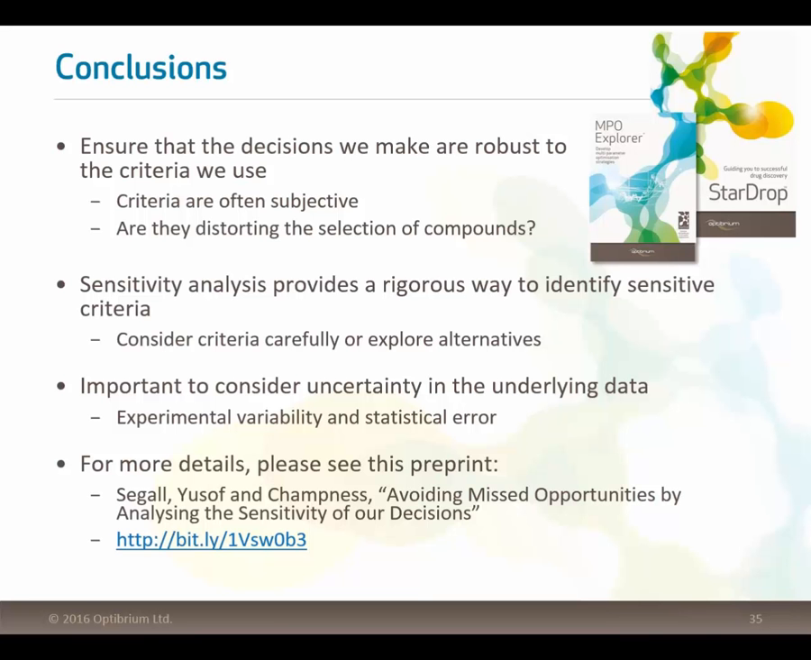And along the way, we've also discussed the importance of the uncertainty in the data, because we have to remember that all the data we make these decisions based upon have significant experimental variability and statistical error.